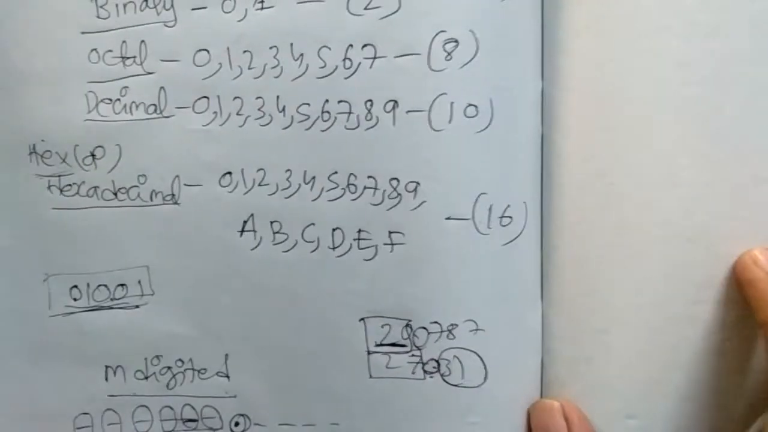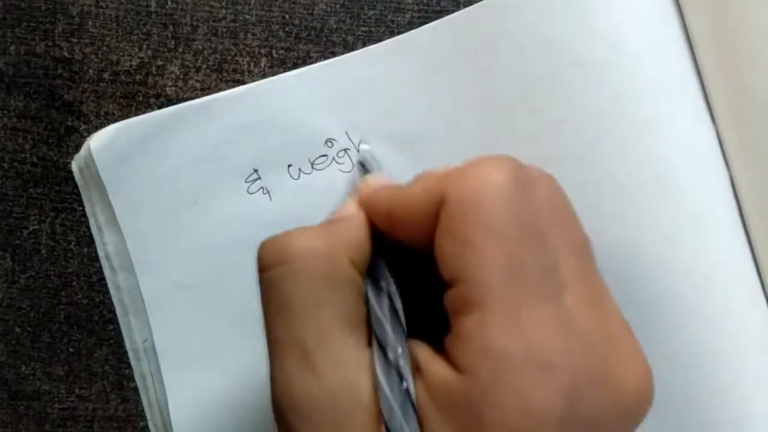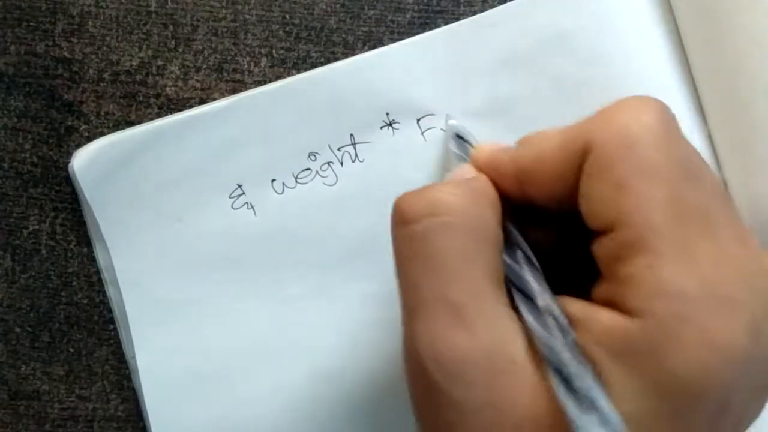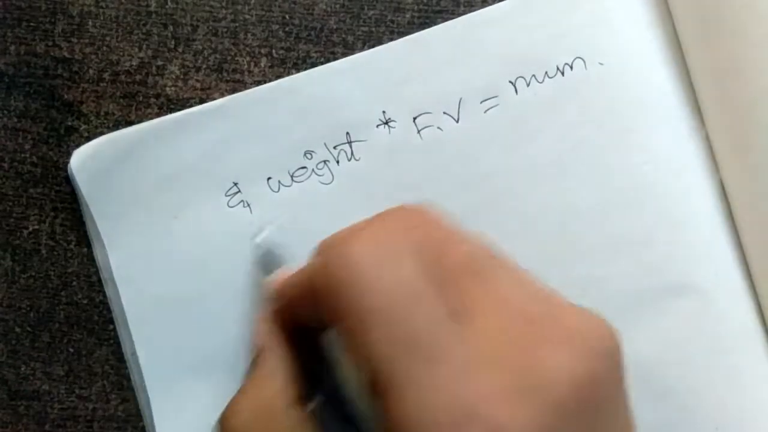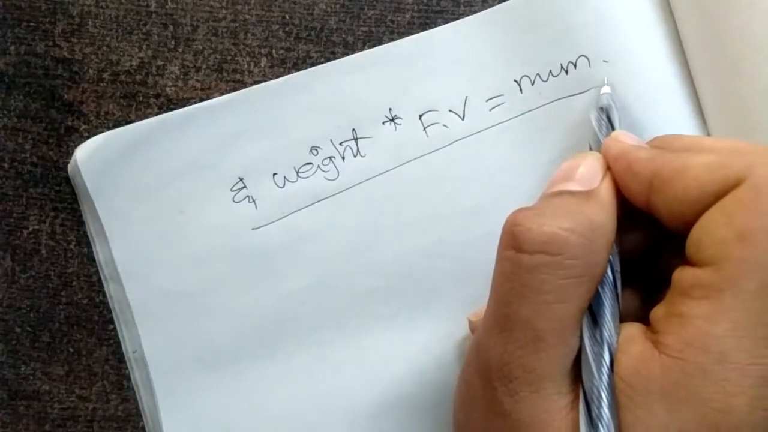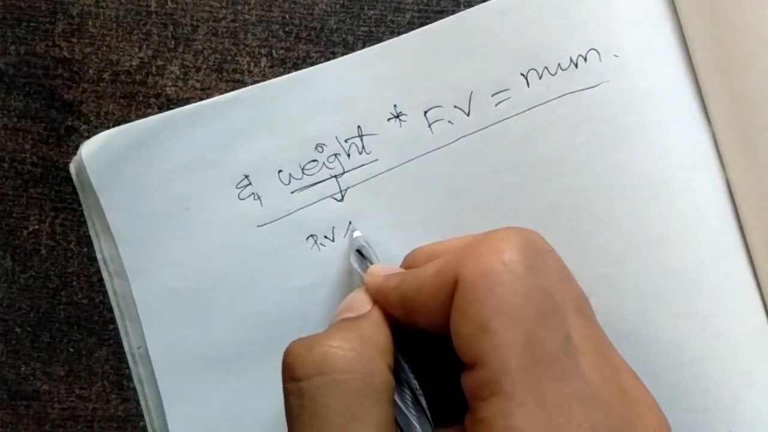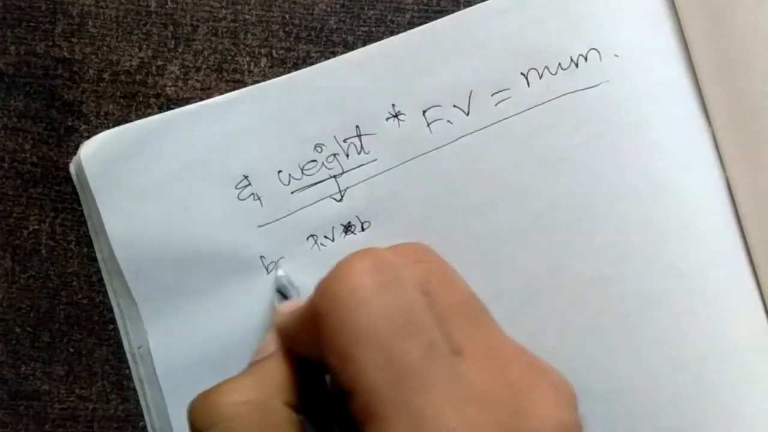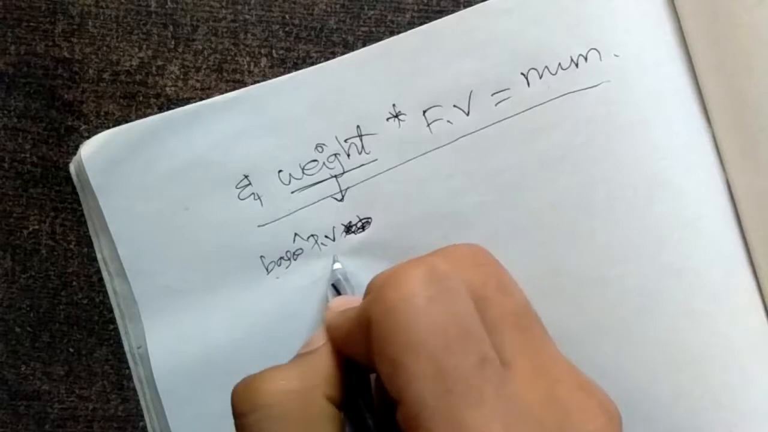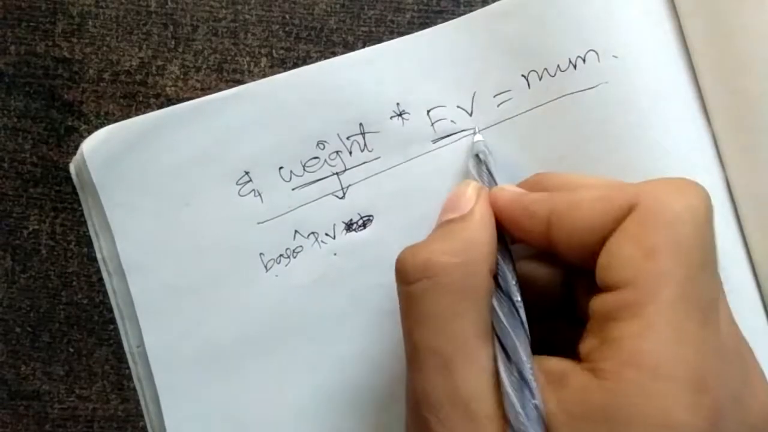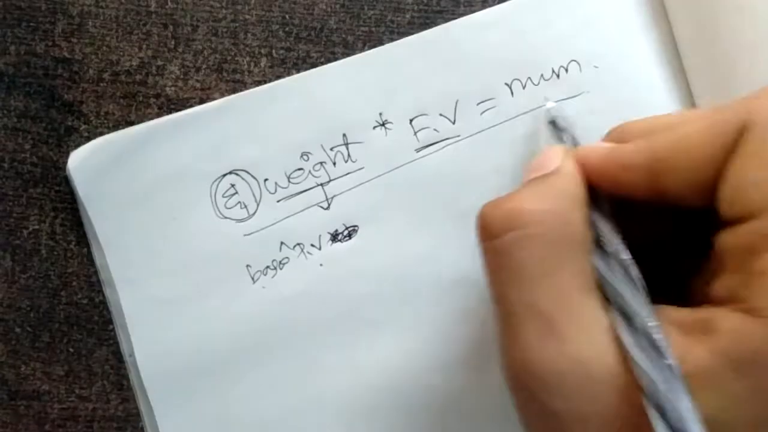Let us see it over here. The summation of your weight into your face value would give your number. So this is the way you calculate the given number in any base. Again, base raised to the power of position value is multiplied with your face value, and the summation of all those would give your number.